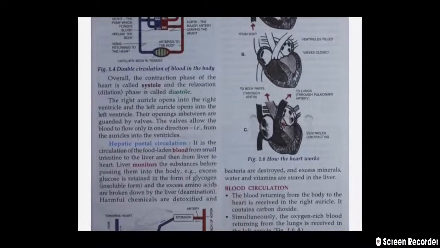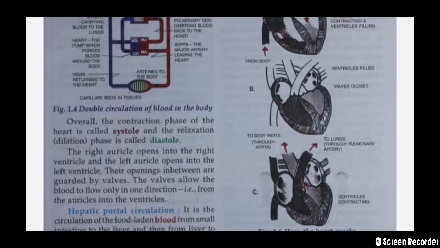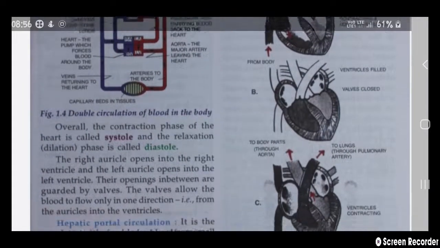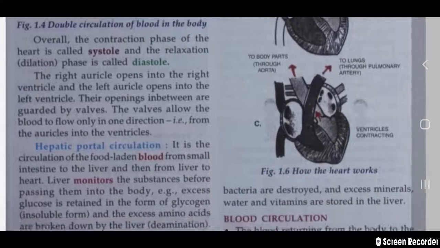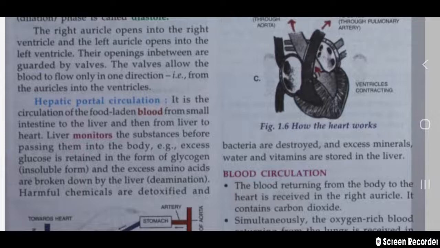Now, as you know, the double circulation of the blood in the body, you have learned. So overall, the contraction phase of the heart is called systole, and when the heart relaxes, the relaxing phase is called diastole or dilation. Next, the right auricle opens into the right ventricle, and the left auricle opens into the left ventricle.